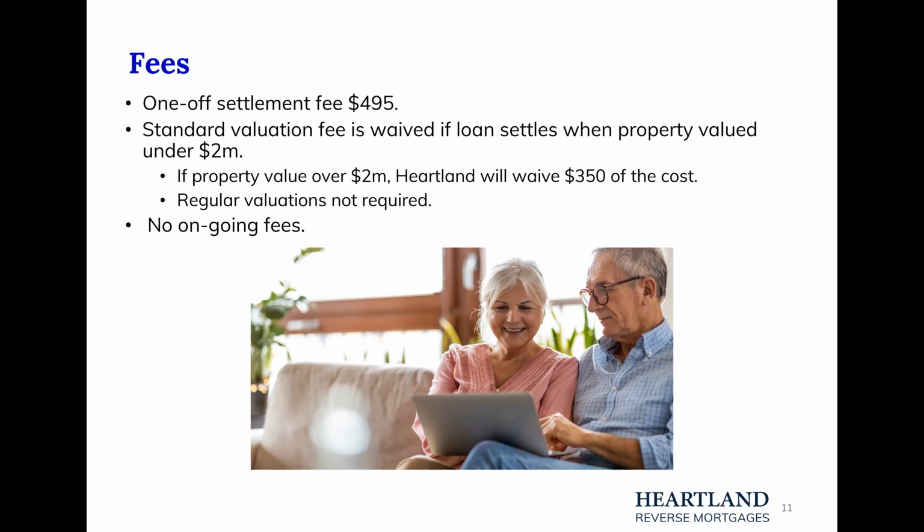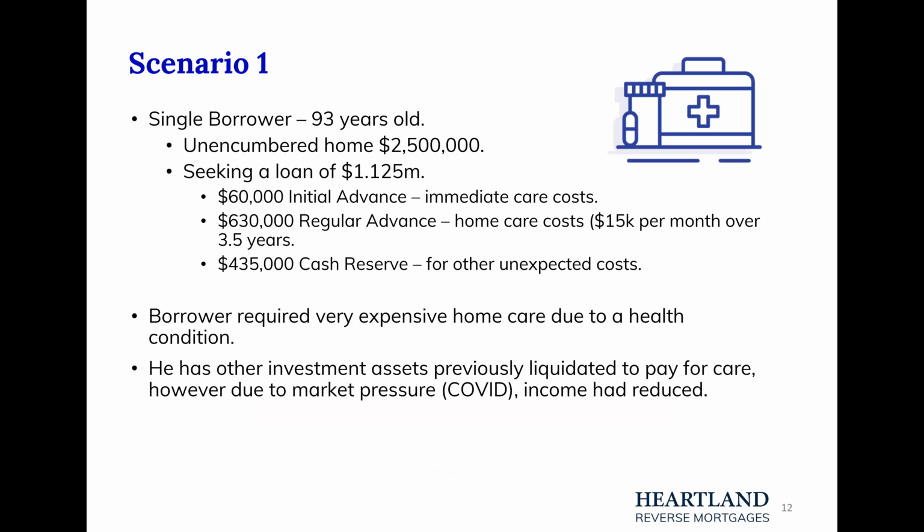Hopefully this will assist with your understanding a bit better. So for this scenario, we have a single borrower of 93 years old. They have an unencumbered home of $2.5 million, and will be seeking a loan of 1.125. A lot of this would be going into their facility. So we have a regular advance of $630,000 for home care costs, as the borrower has a health condition which requires very expensive home care.